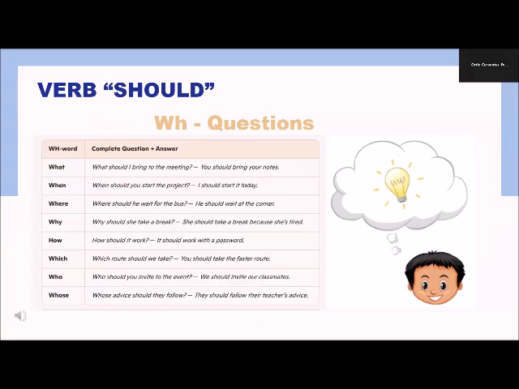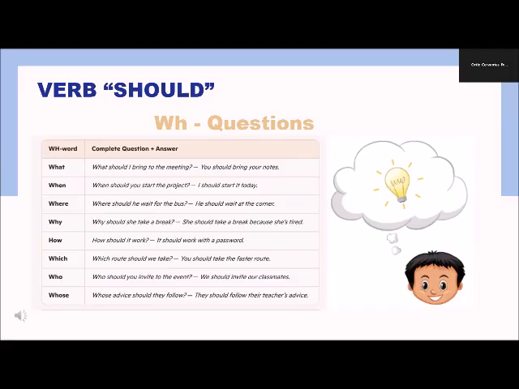Finally, to form information questions, known as WH questions, you simply place the question word at the beginning of the interrogative sentence, following the structure of a basic yes-no question. The following sentences are examples of this type of question, along with their possible answers. What should I bring to the meeting? You should bring your notes.